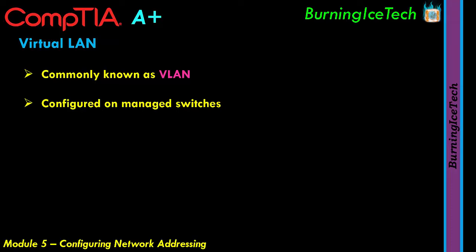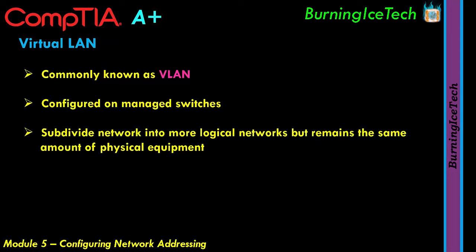So what can we say here? Subdivides networks into more logical networks, but remains the same amount of physical equipment. So like I said earlier, you're not going to use any extra additional physical equipment. No extra cables, switches, or what have you. You're going to use the exact same equipment. Only difference is some Joe like you or me is going to log into one of these managed switches, and we're going to configure it, and we're going to create additional VLANs. And once you've created a VLAN, you actually have the power to choose exactly which ports you want on that VLAN. Pretty nifty, right?